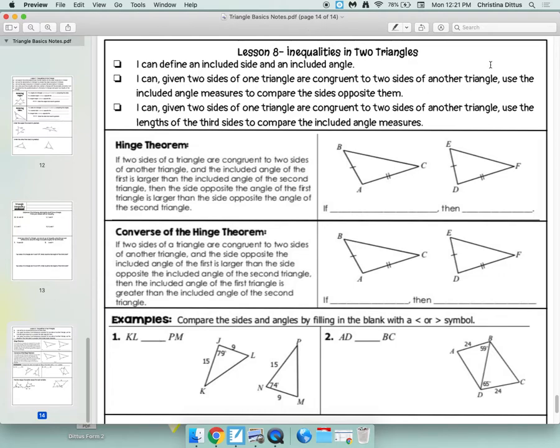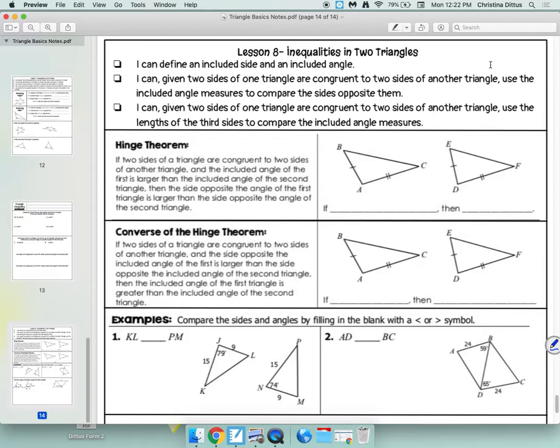Of the chapter. On Wednesday, we talked about inequalities. Remember, inequalities are less than and greater than. We talked about it in one triangle. And remember from Wednesday that the bigger the angle, the bigger the side. The bigger the side, the bigger the angle. Opposites. Same sort of thing today. All we're doing is comparing two triangles instead of just one.